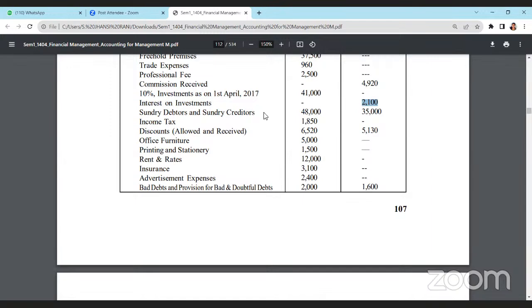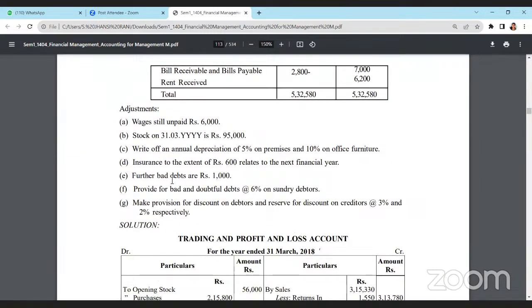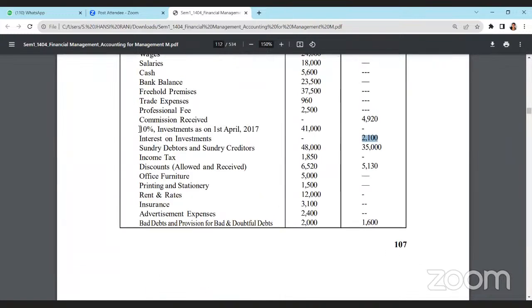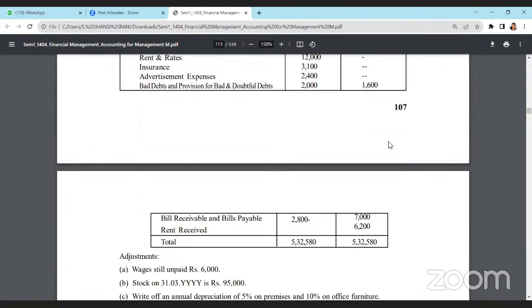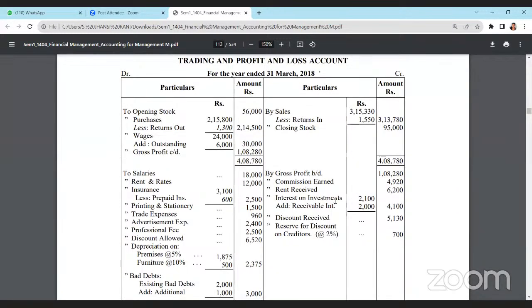See, they have not mentioned it anywhere, not in the adjustments, not even in the question. But by reading this, you have to understand. 10% means 41,000 into 10%, 4,100. But we received only 2,100. This means the remaining 2,000 is accrued interest, meaning income to be received which we have not received. Incomes to be received means we have to add it to that income. So look here: interest on investment 2,100, add receivable interest 2,000, which we have not yet received.